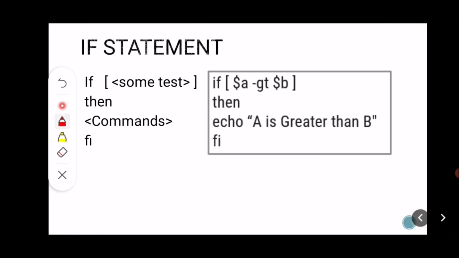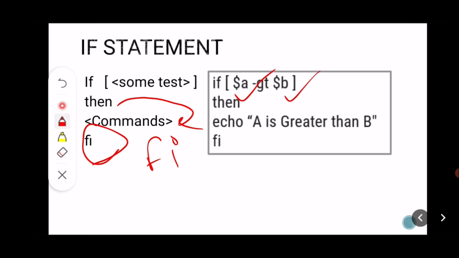Now for looping statements, the first one is the if statement. First of all, we write if, and in brackets we apply some test, or condition. If that condition becomes true, then the various commands are executed, and the if statement is ended using fi. So it starts with if and ends with fi. For example, if the value of a is greater than the value of b, then print a is greater than b, and end with fi. This is the simple if statement.